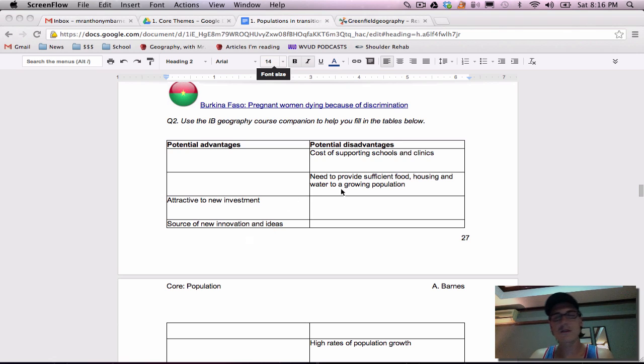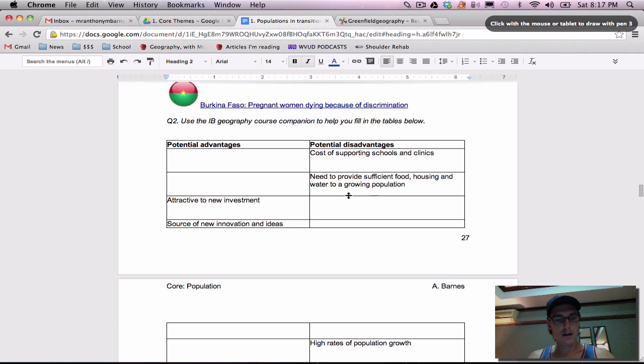Okay, but again, there's also disadvantages. Remember those consequences we talk about in class. Consequences can be both positive and negative. There are disadvantages to having a youthful population. So for example, you have to build a lot of schools and clinics for those younger kids, obviously to support those kids. And, let's see what they say here. Need to provide sufficient food. Obviously, you need enough food to keep your youthful population alive.